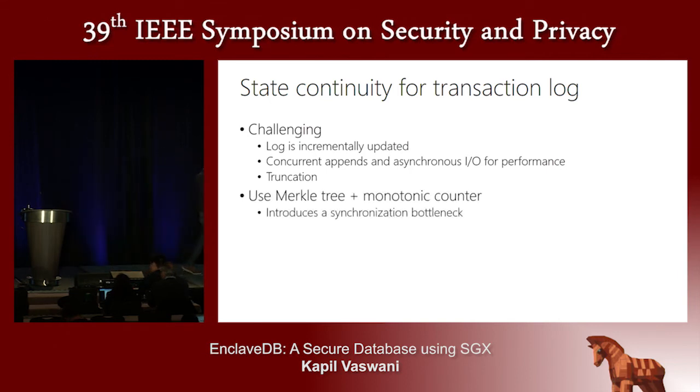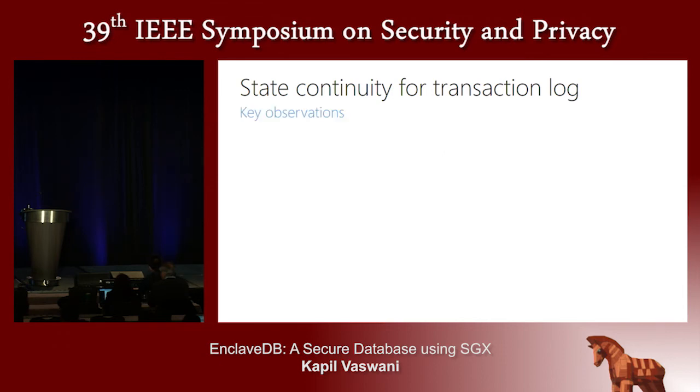We considered using a combination of a Merkle tree and a monotonic counter for ensuring state continuity for the log, but that unfortunately introduces a single synchronization bottleneck in the whole system, specifically on the root value of the Merkle tree. And that's the reason we propose a new scheme for ensuring state continuity of the log.